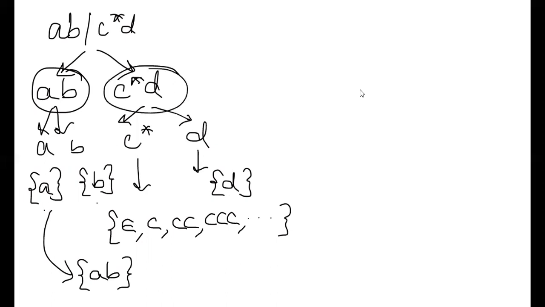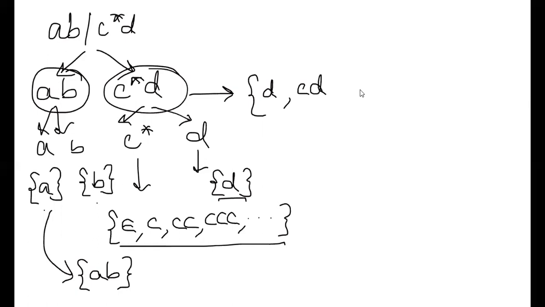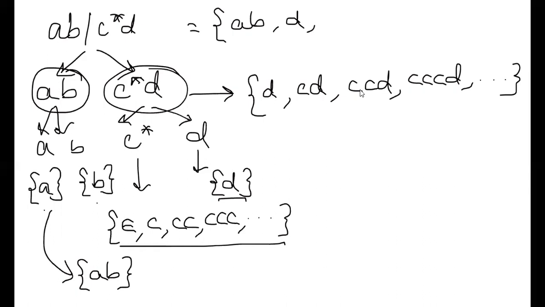And for C star D, what do we get? We get C star, that means elements of this set followed by D. Epsilon followed by D means D. C followed by D, I get D, CD, then CCD, CCCD, and so on. And then just do a union of the two. I get AB, D, CD, or CCD, or CCCD, and so on.